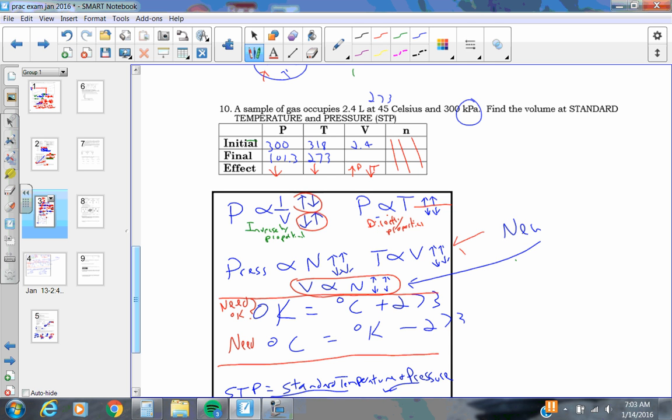The math would look like this then. Take my initial volume, because I'm searching for the new volume. I need the pressure to increase, so put the big pressure number on top. I need the pressure to cause an increase in volume. And I need the temperature relationship to cause a decrease, so I need to put the smaller number on top, 273 over 318.